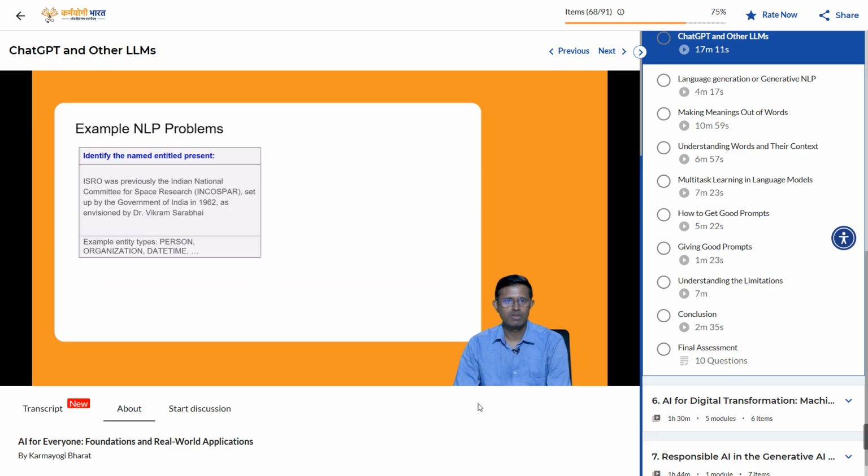Then there could be some other problems like named entity recognition, where there will be an input given. Here the input is: ISRO was previously the Indian National Committee for Space Research, INCOSPAR, set up by the government of India in 1962 as envisioned by Dr. Vikram Sarabhai. Now, given this text, we want to identify some specific entity types. Example entity types are the name of a person, name of an organization, date, time. These are very specific pieces of information, sometimes proper nouns and so on. In this example, a good named entity recognizer could identify that ISRO is an organization, Indian National Committee for Space Research is an organization, INCOSPAR is also an organization, Government of India is an organization, 1962 is a date, and Dr. Vikram Sarabhai is a person.